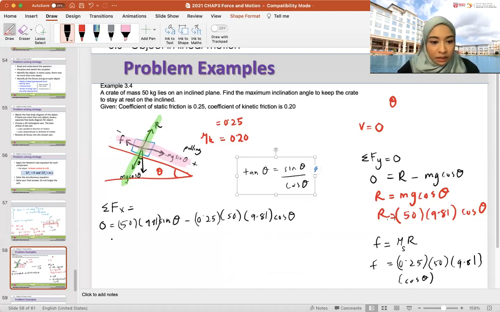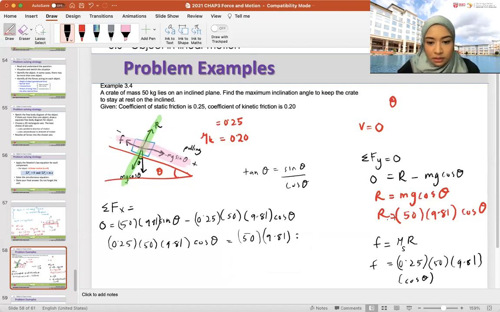So I bring this guy yang negative ni to the other side, so it becomes positive, 0.25, and this is 50, and this is 9.81, and this is cosine theta, and we have 50, 9.81, and this is sine theta. So we have an equation on the left and an equation on the right. 50 cancels out with 50, 9.81 cancels out with 9.81. So I bring this cosine to the other side, sine theta over cosine. I'm left with 0.25 is equal to tangent theta.